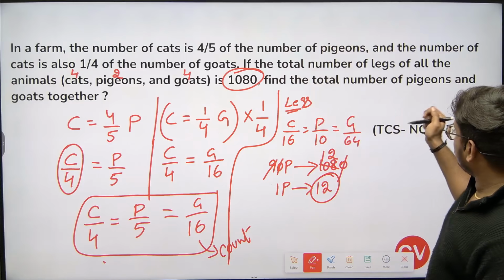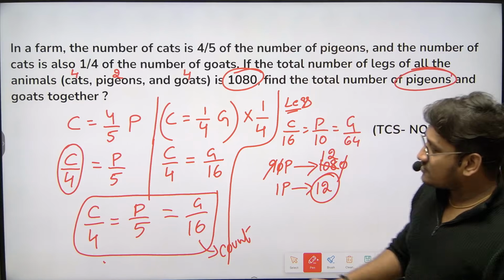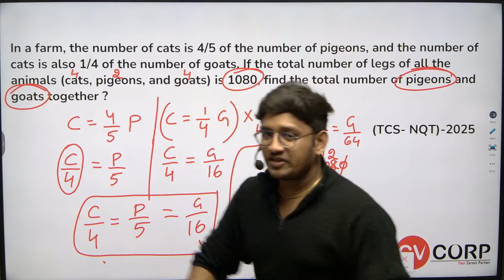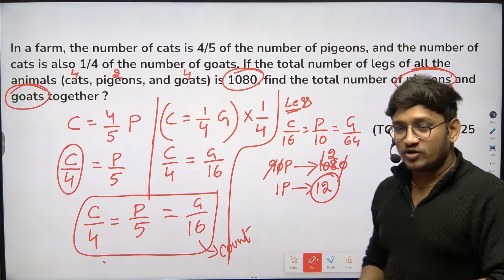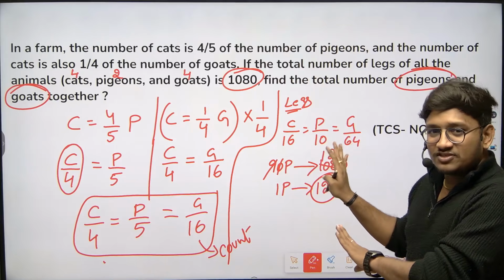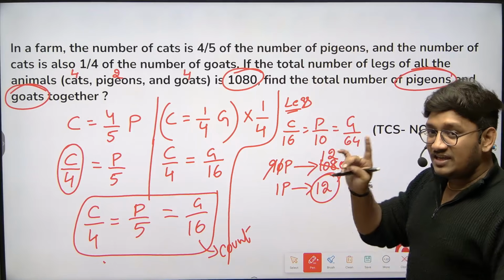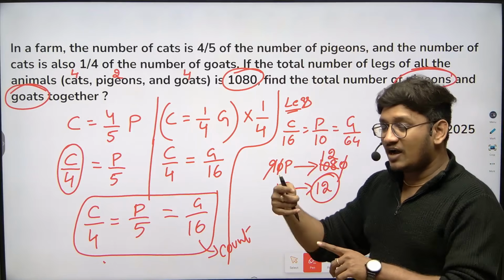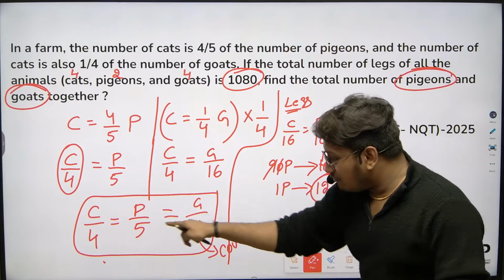Here, read out the question. Total number of pigeons and goats together. So here, this is for legs, we don't want this, how many legs we have for pigeons and goats. Here they are asking us to find the number of goats and number of pigeons, right? So here we have the count.